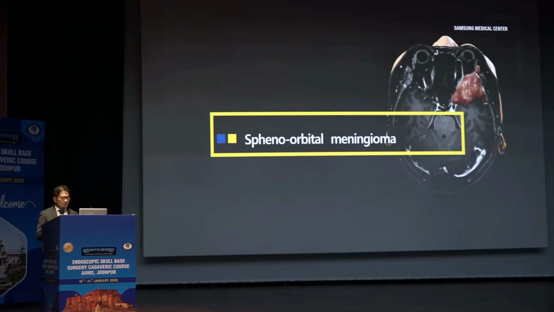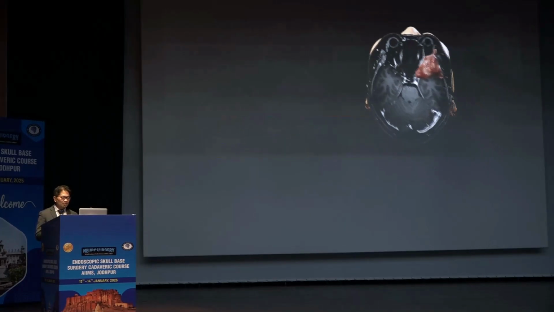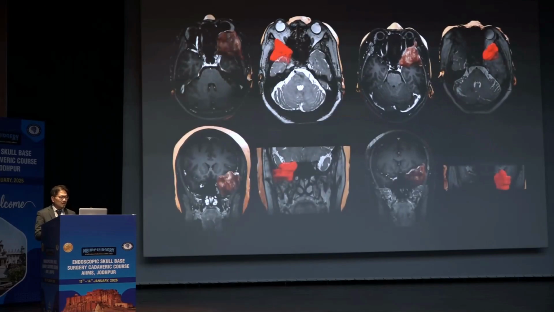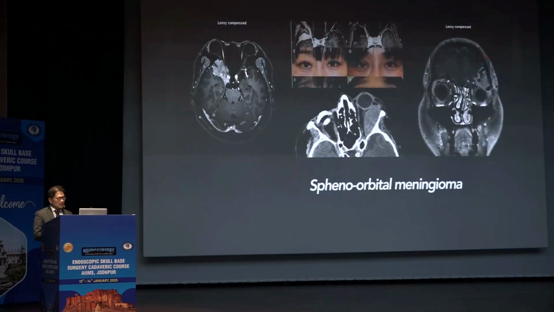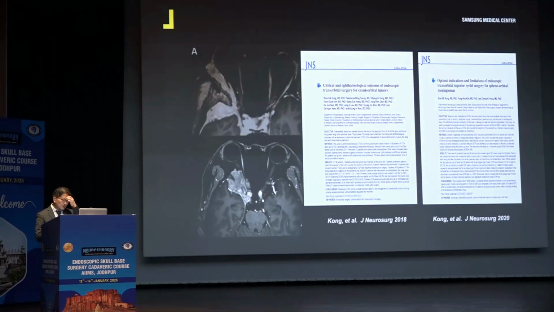The first topic is the spinoorbital meningioma. We have successfully removed spinoorbital meningioma or temporal lobe tumors via the transorbital route, even after some tumors invade into the orbit, involving the periorbita or extraocular muscles, and sometimes invade into the infratemporal fossa. And then we published our data about transorbital surgeries.